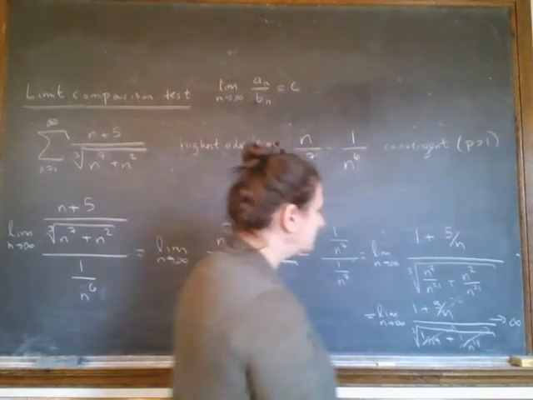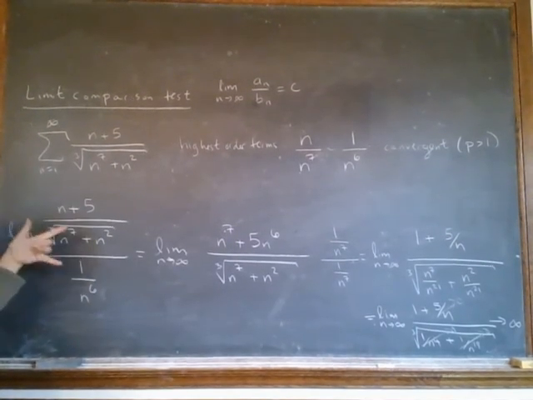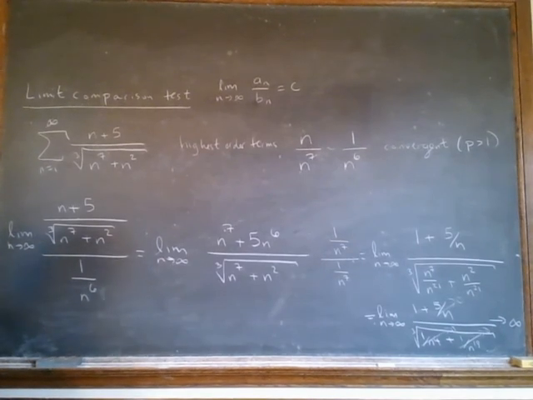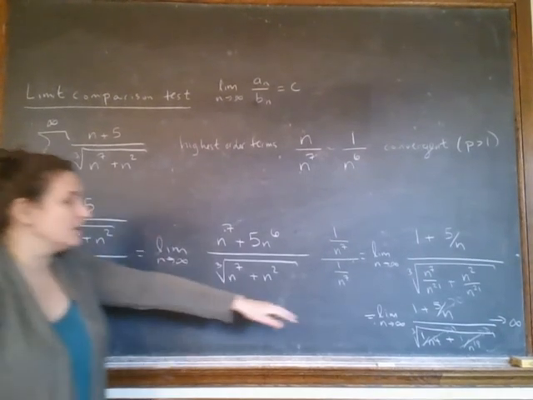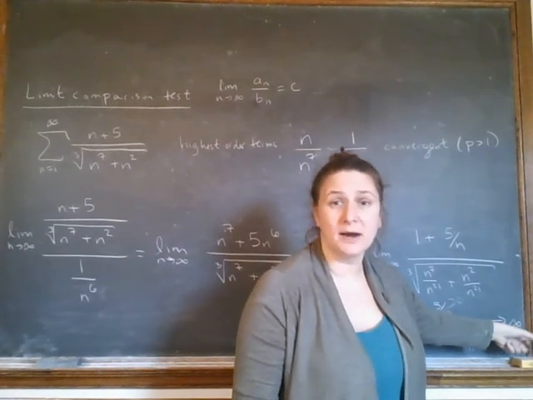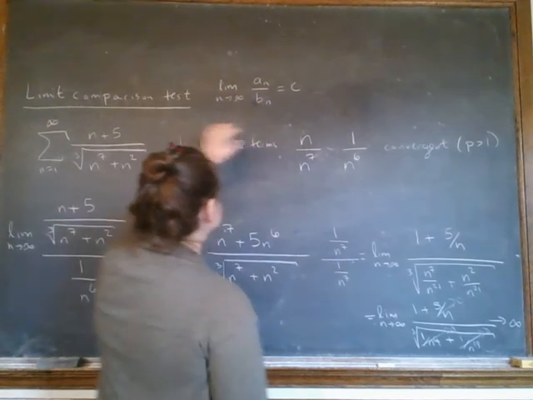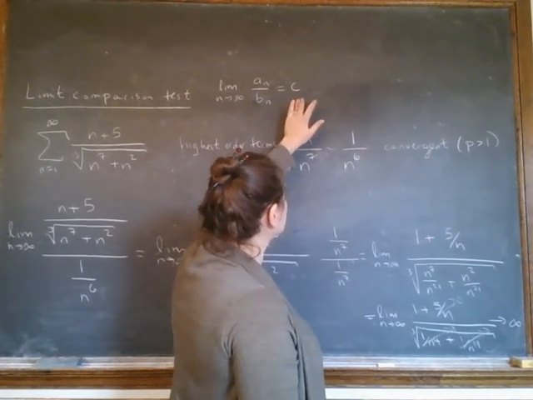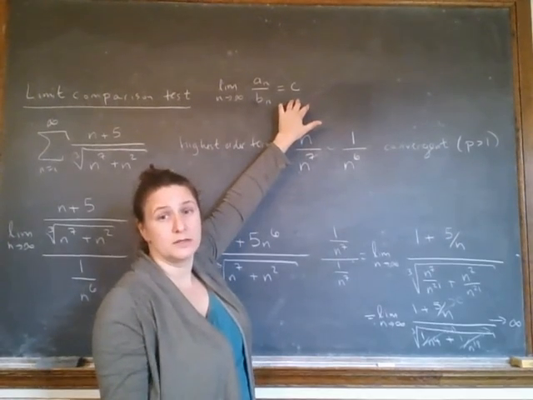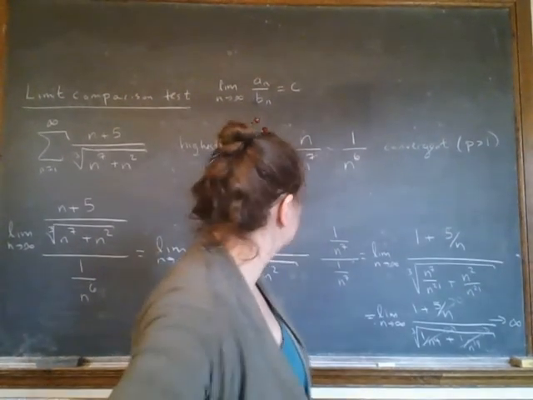Okay? And if I had these switched, my limit would have gone to 0, right? So this is telling you that you did it wrong. You compared to the wrong thing. Because if you're doing the comparison test, for the comparison test to give you any information, this C has to be something that's not 0 or not infinity. So this was wrong.